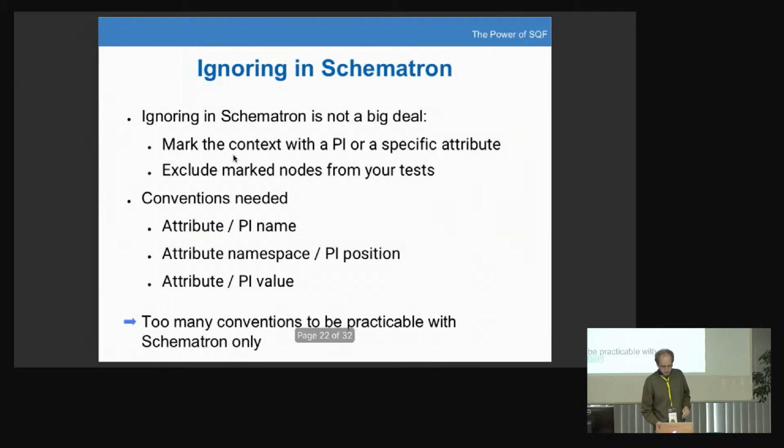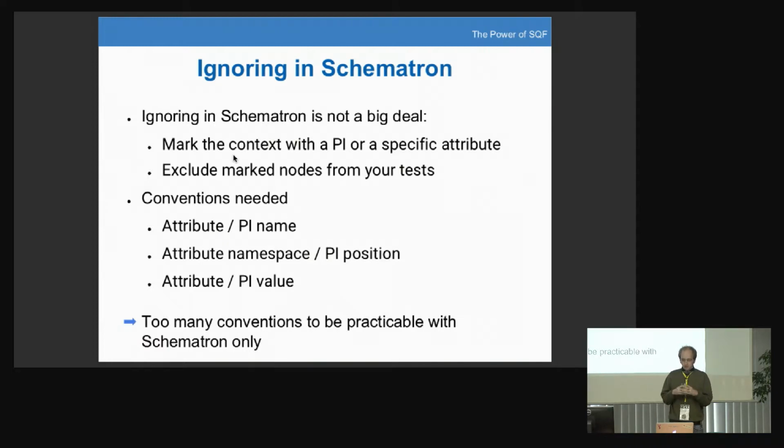So it's not a big deal in Schematron to ignore a warning. You can adjust your logic. You can say, okay, if the context of your test has an attribute with a specific namespace and specific name and a specific value, then this test will be ignored.